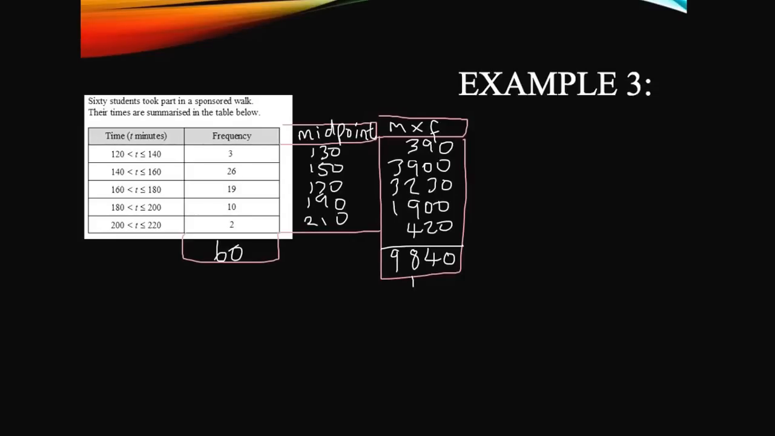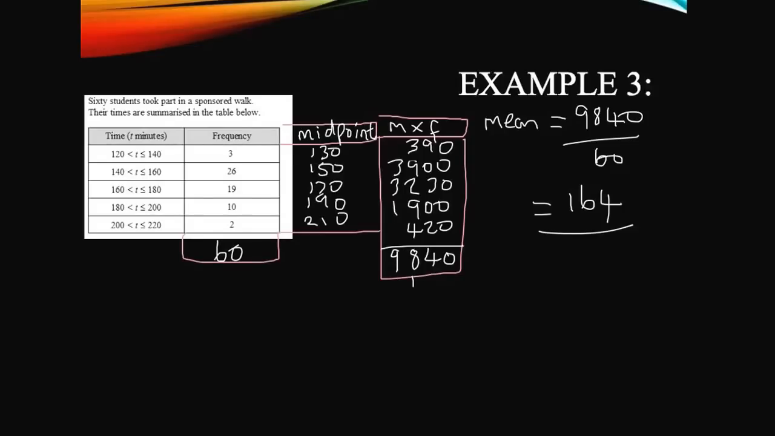9840. So again, we're going to say that the mean, or an estimate of the mean, would be 9840 divided by 60. Let's see what that gives us. 9840 divided by 60 is 164. Now, let's just relate that back to the question. The question asked for the mean.